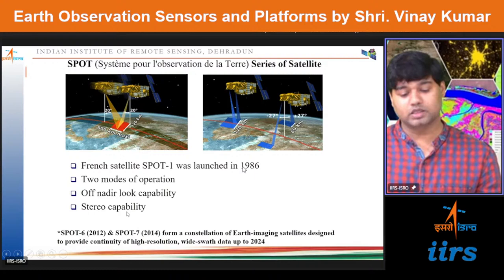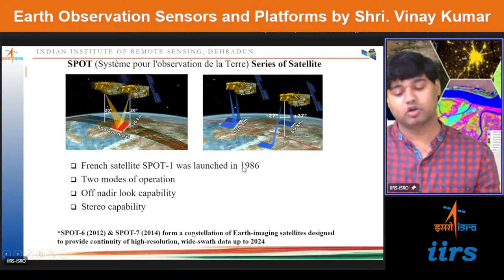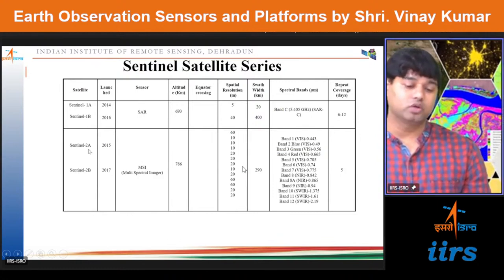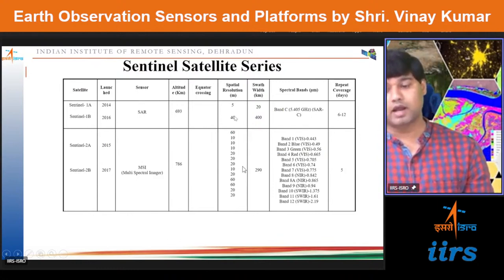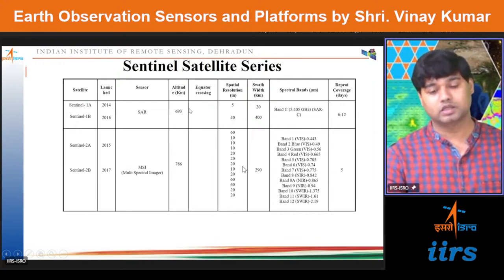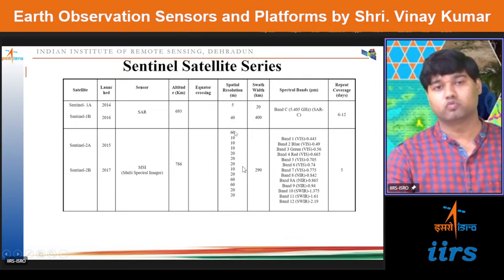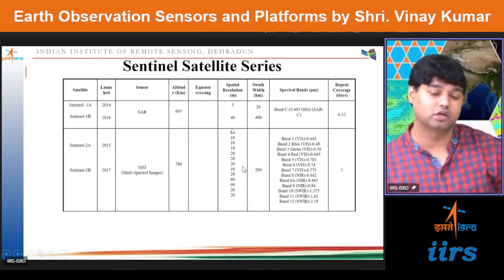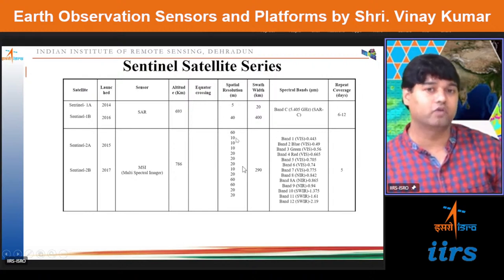This is about the Spot series. As I told, Spot 6 and 7 were launched with the purpose of generating very high resolution wide swath data up to 2024 for the entire Earth. In the Sentinel satellite series, Sentinel 1 is with C band, with dual polarized data, and the resolution is 5 meter to 40 meter. Sentinel 2 constellation has a multispectral imager with varying spatial resolution for varying bands. For the normal blue, green, red, and near infrared bands, the spatial resolution is around 10 meter.